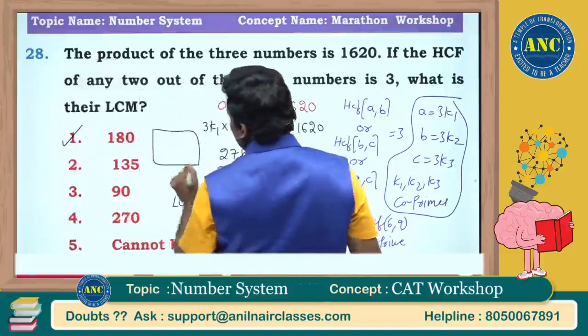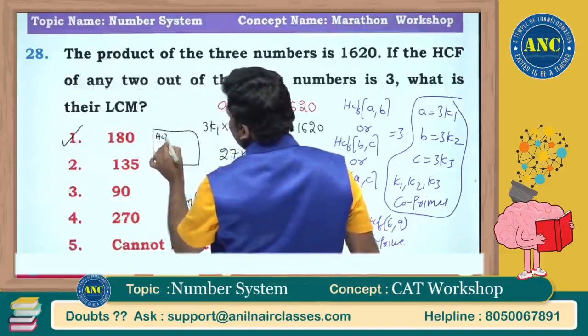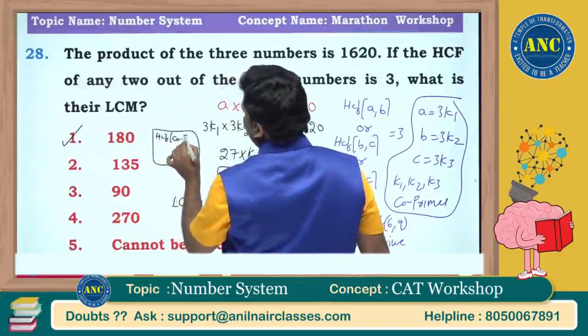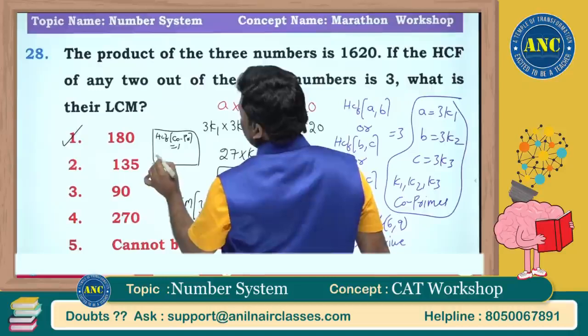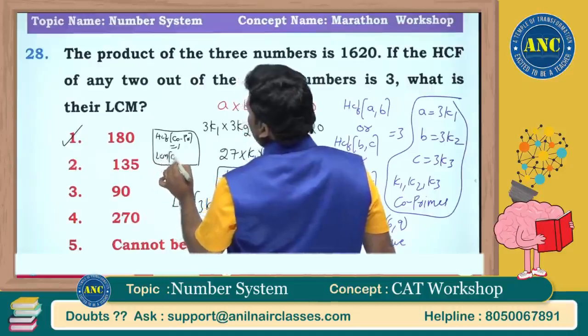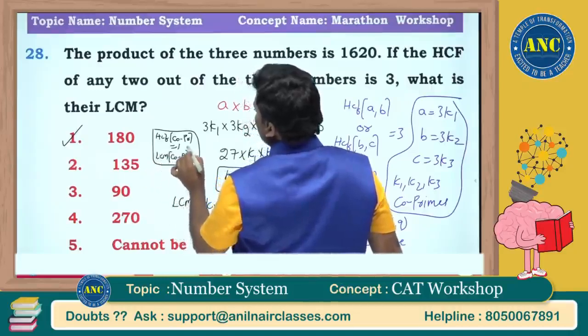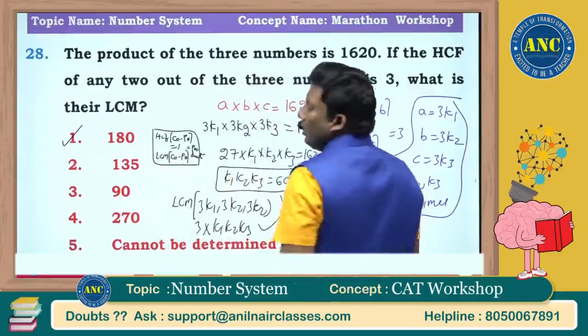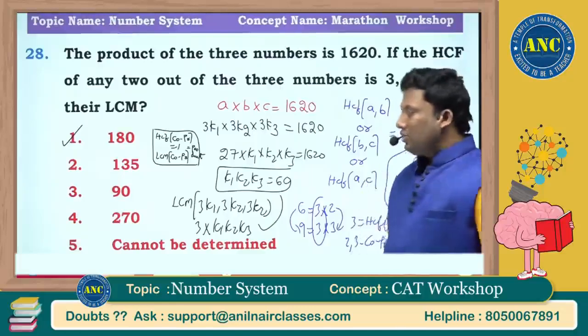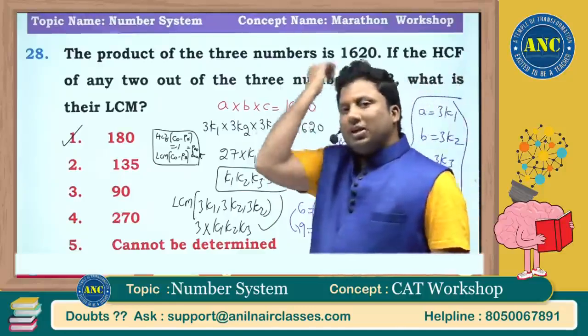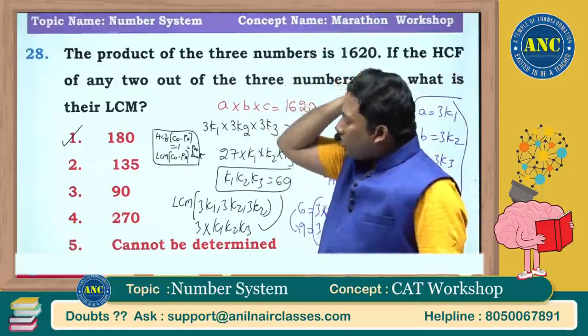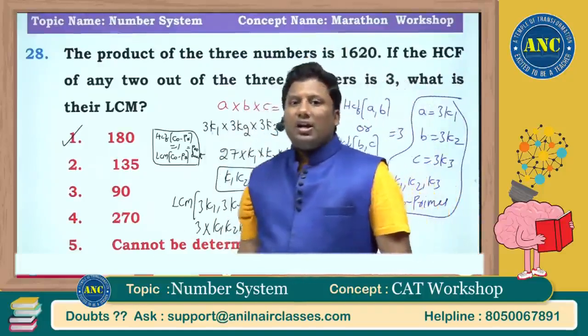See here, these two concepts are used. HCF of co-primes, it is 1. LCM of co-primes, it is the product. Please write down. HCF of co-primes, it is 1. LCM of co-primes, it is the product. This question uses product-related properties beautifully.